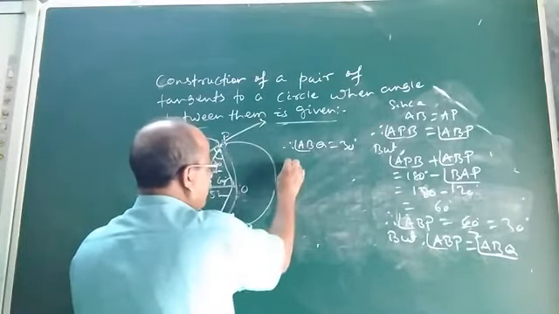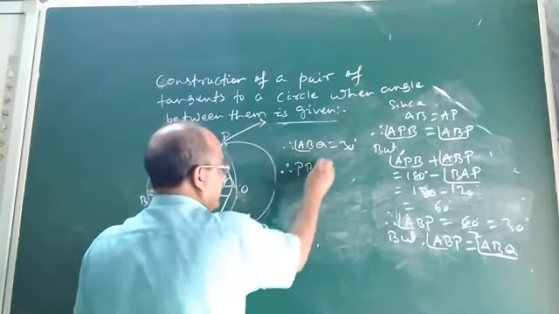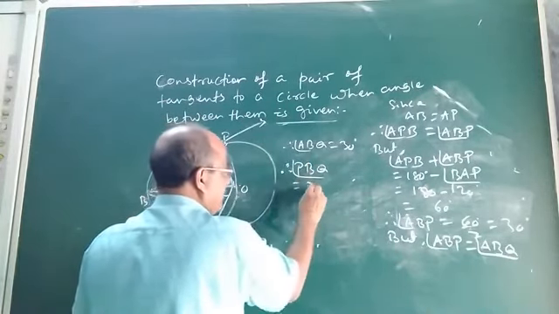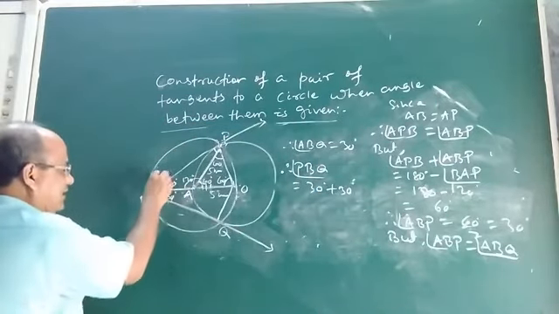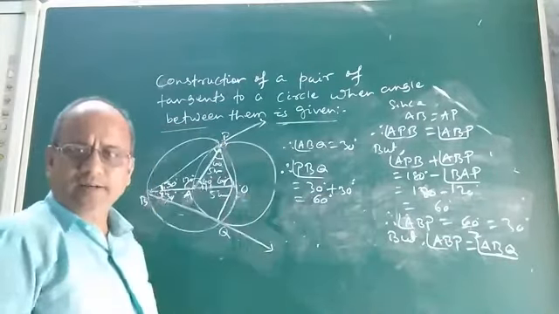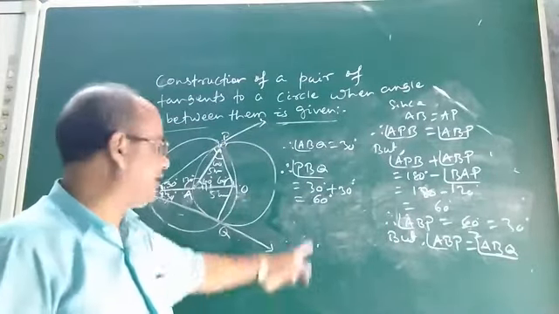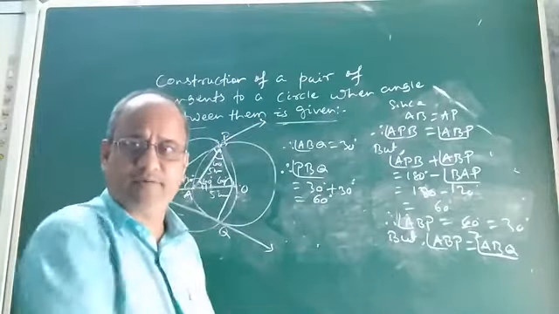Then you find angle PBQ, the angle of inclination. It is 30 plus 30. Now this angle 30 and this angle 30, so total will be 30 plus 30, that is 60 degree. Thus it is justified that the angle of inclination between the two tangents BP and BQ is 60 degree, what we have been given in the question.